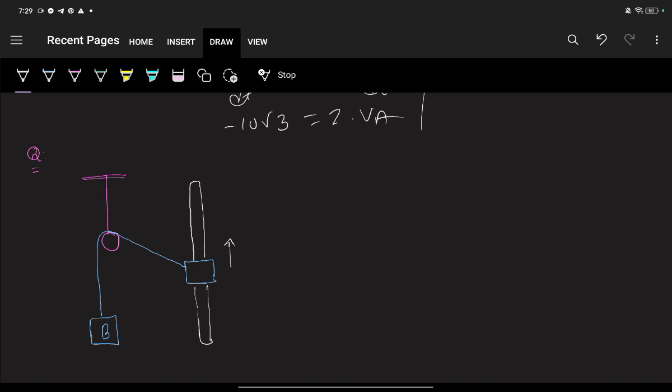Okay. So the question is, if the speed of this bead, let's call it A, is 20 meter per second, we need to find the velocity of this block. And let's say this bead is going in this downward direction with VA velocity, that means this block is going upward, right, with some velocity. Yes or no?